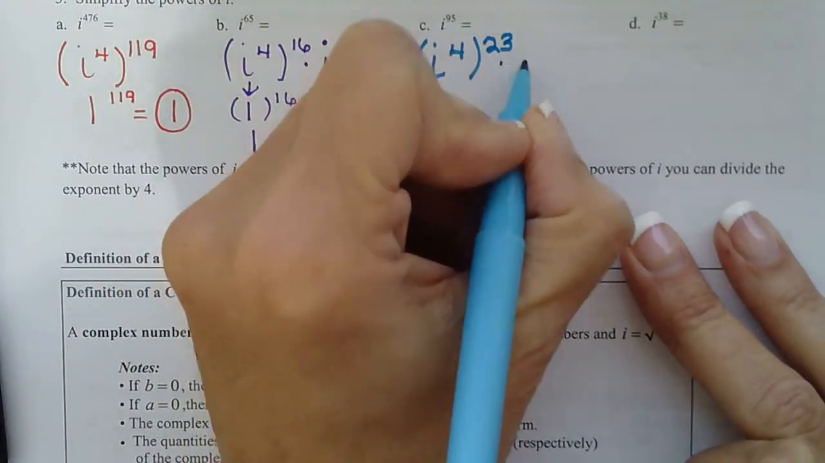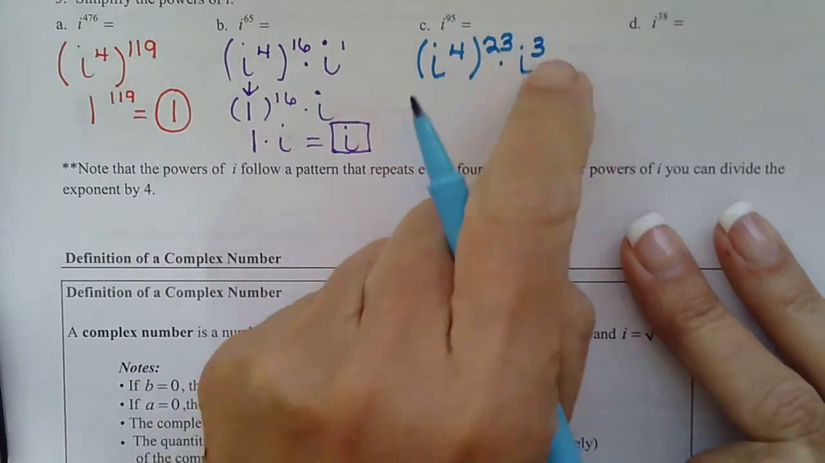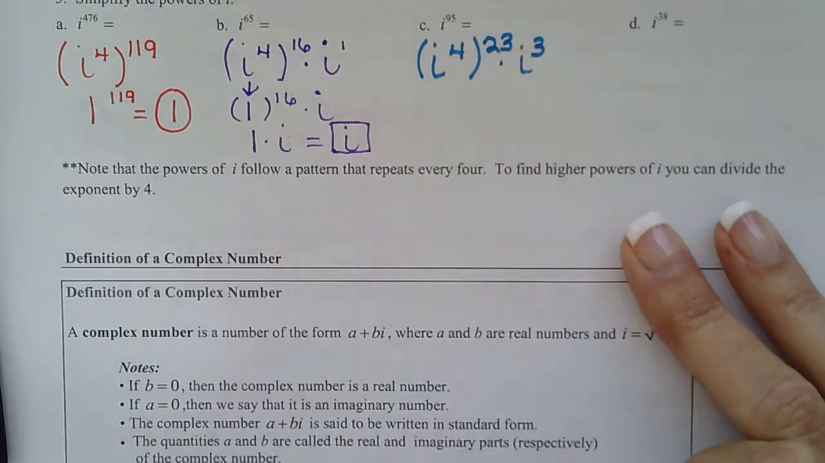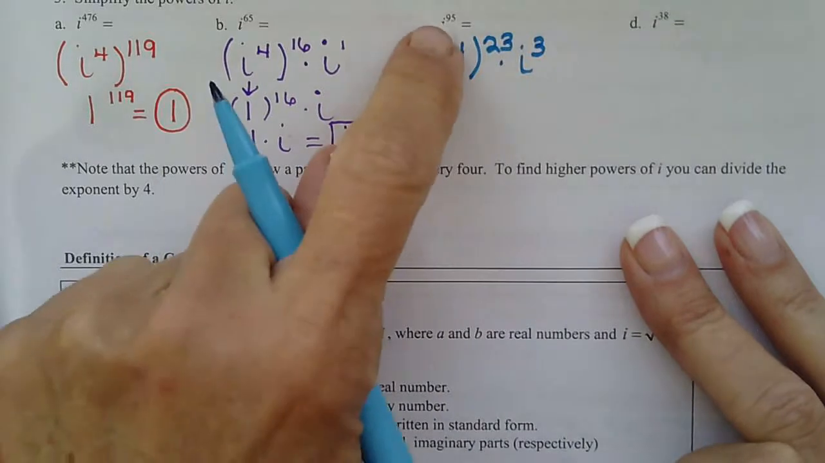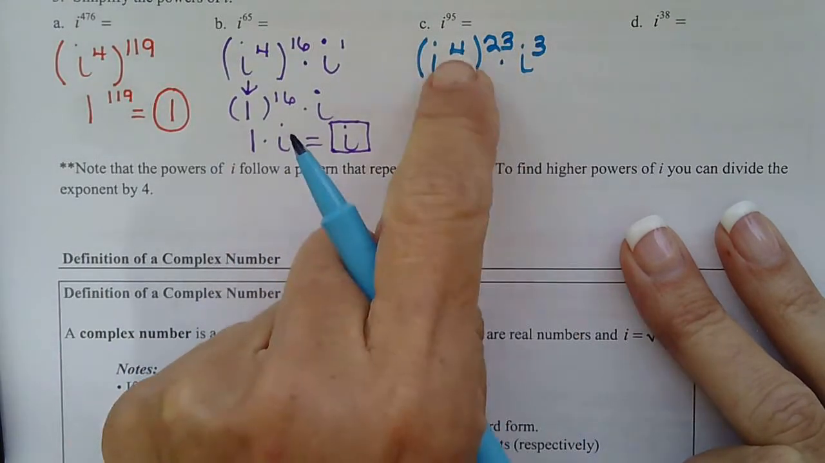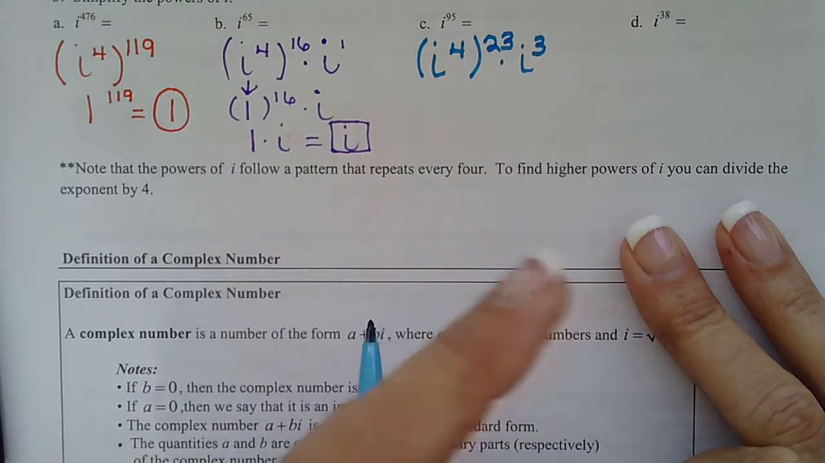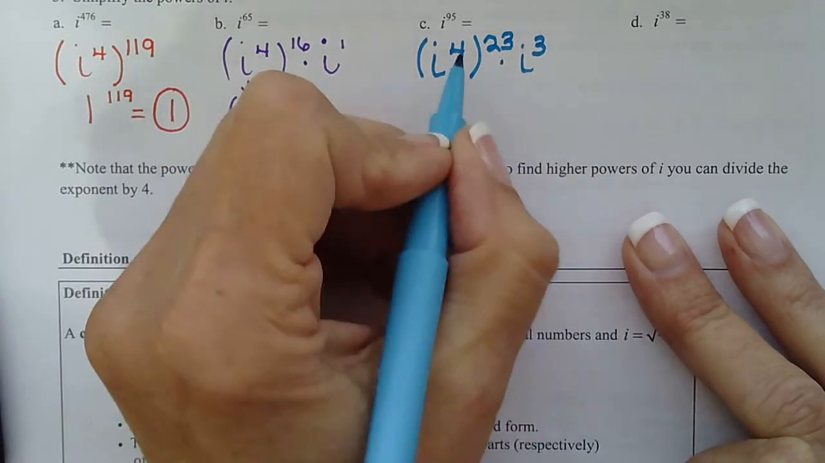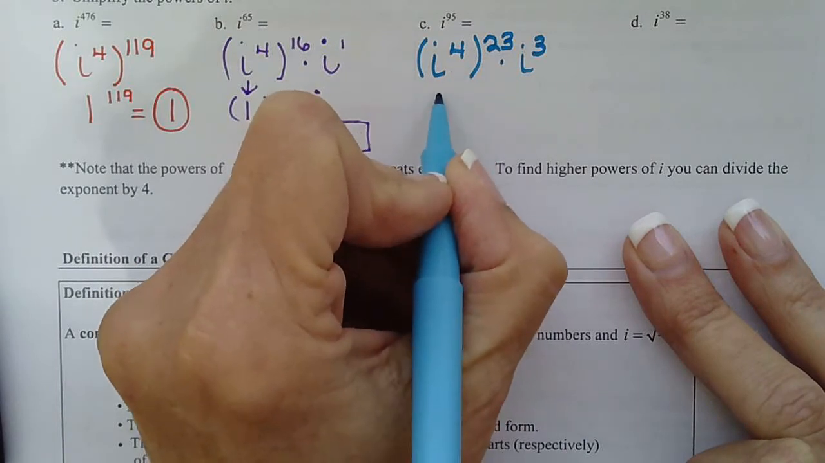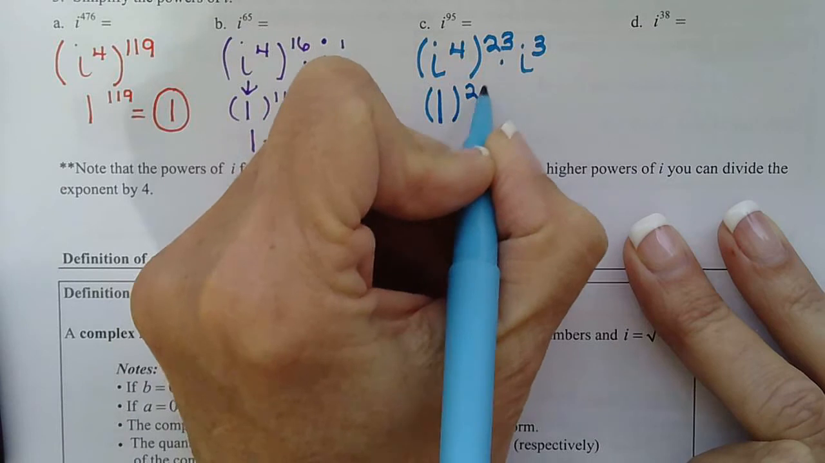So I'm missing 3 more, right? So I'm going to write this as i cubed. Now I have 92, 93, 94, 95 i's. So I haven't changed the problem. It looks different, but I still have 95 i's. 4 times 23 is 92, plus 3 is 95. So now i to the fourth is 1, so it's 1 to the 23rd.